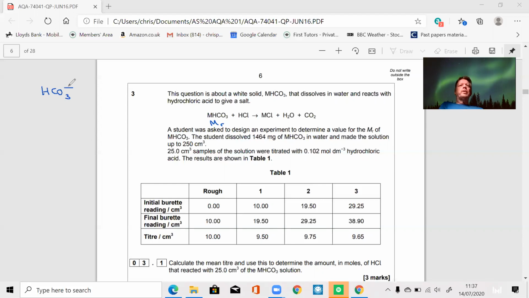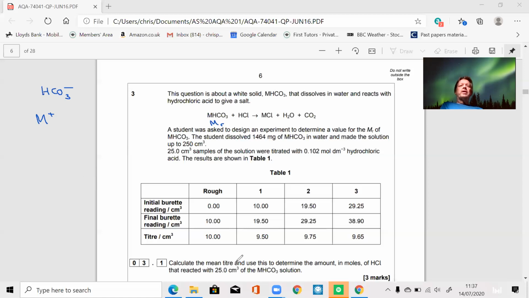Now, a hydrogen carbonate has a single negative charge on it. So that means that the metal, which is represented by M, must have a charge of +1. There's no such element as M, it's just a metal. Okay, there is a metal with M in it, and that's just molybdenum, but it's not that, it's just M. We don't know what it is. Maybe we can find out.